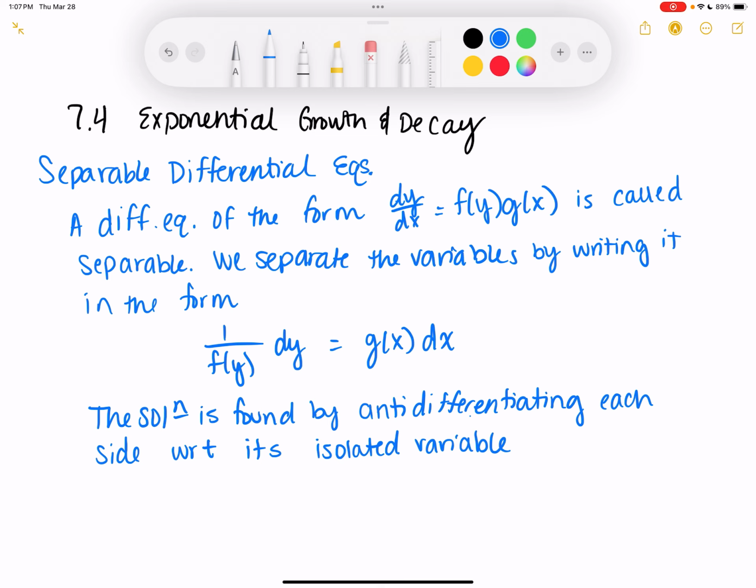So basically, we anti-differentiate the left side with respect to y and the right side with respect to x, which is opposite of what we would normally do. Normally, we would just be doing the whole thing in one swoop, but not what we do with these.